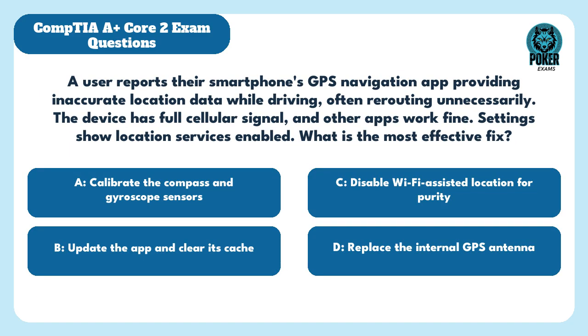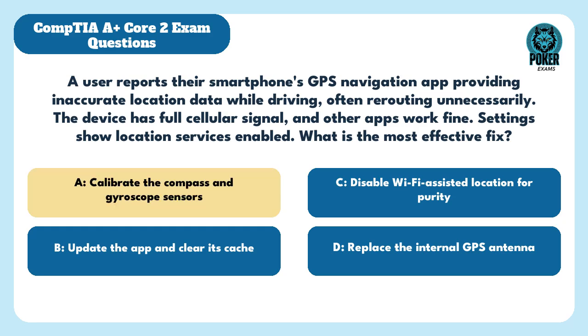Question 6. A user reports their smartphone's GPS navigation app providing inaccurate location data while driving, often rerouting unnecessarily. The device has full cellular signal and other apps work fine. Settings show location services enabled. What is the most effective fix?